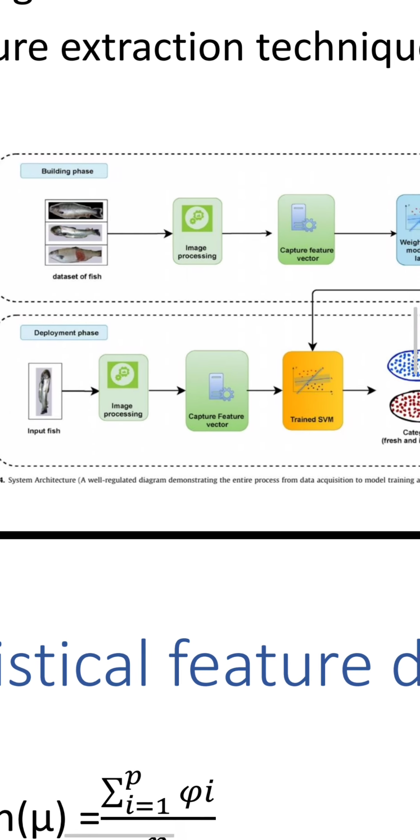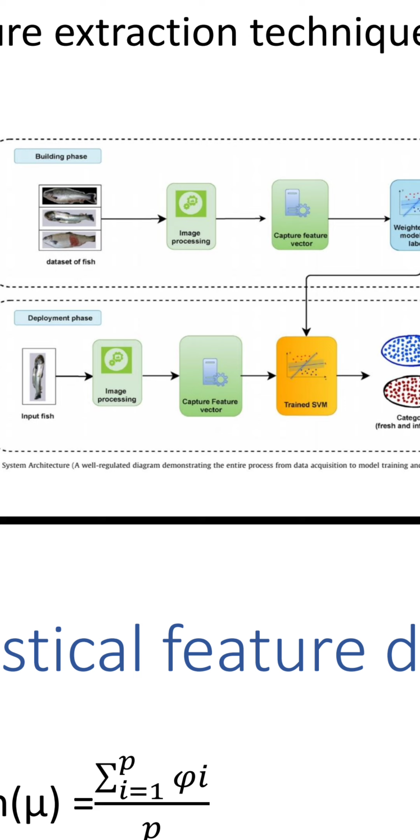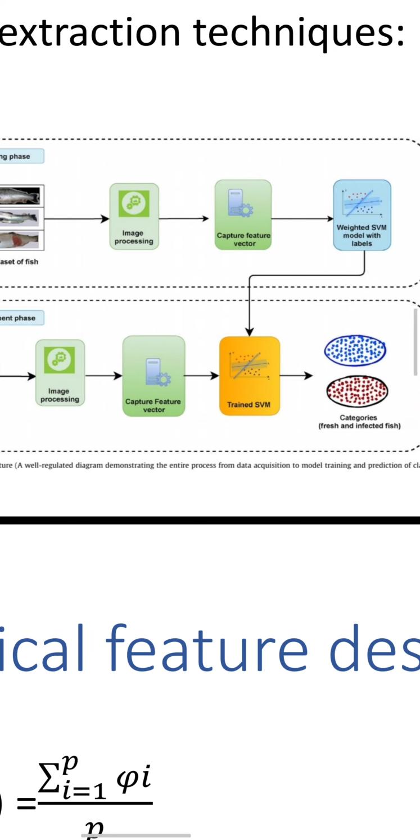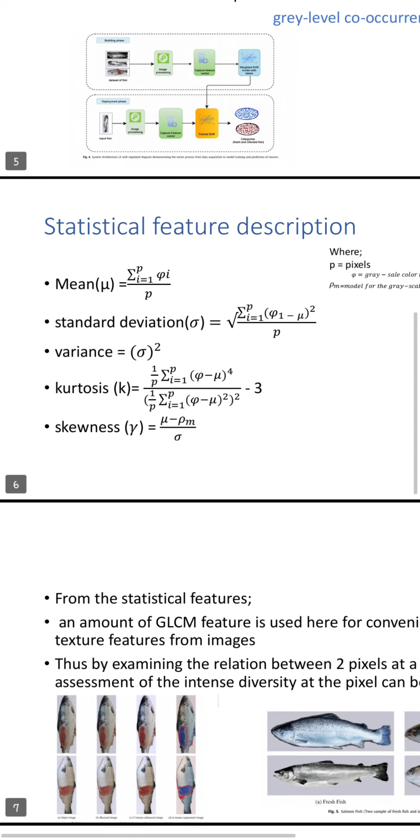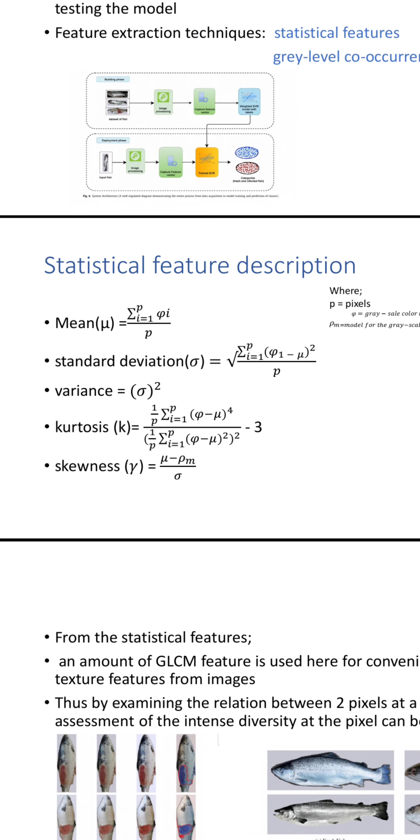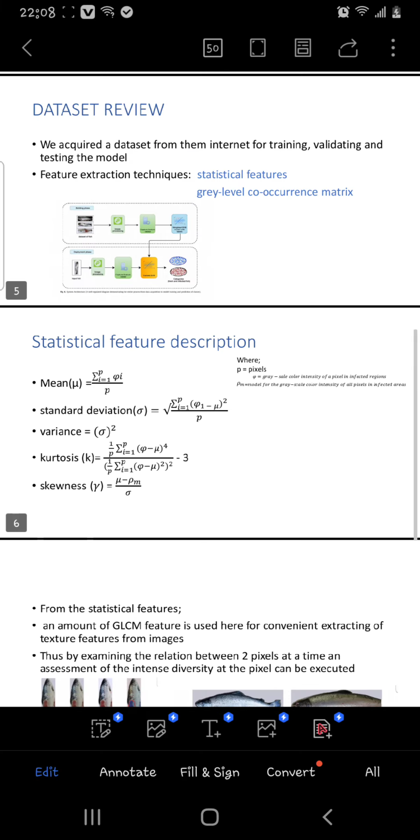And then during the deployment phase, we input an image of a fish, then it processes it, it captures the feature vector, because our support vector machine was trained already. It was able to categorize and differentiate between the infected fish and the non-infected fish. So from the feature extraction, we used two feature extraction techniques, which are already mentioned above. The statistical feature description, where we have the mean, which has its formula.